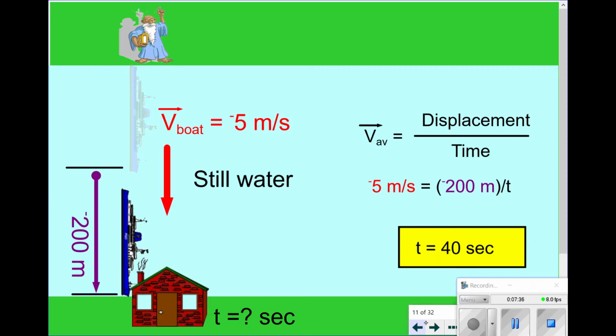If your answer does not come out to be positive, first check to make sure that all of your signs are correct for your velocity and displacements. If they are correct and your time is negative, then you're looking at a situation that is impossible or you have some other error that is there.